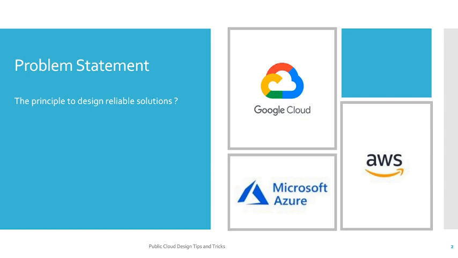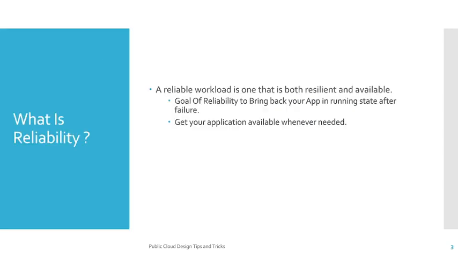So, to realize this, what has Microsoft provided? Microsoft has provided, in the Well-Architected Framework, a core pillar, which is reliability engineering. So, what is reliability? A reliable workload is one that is both resilient and available.